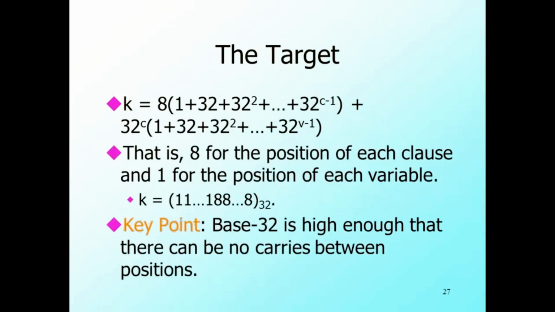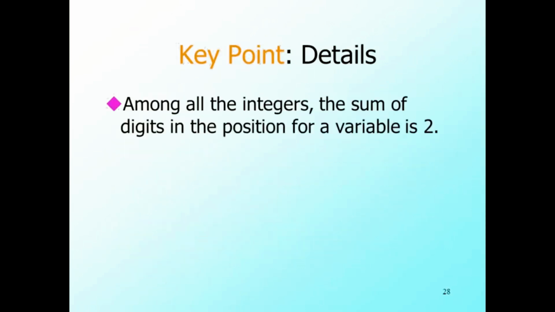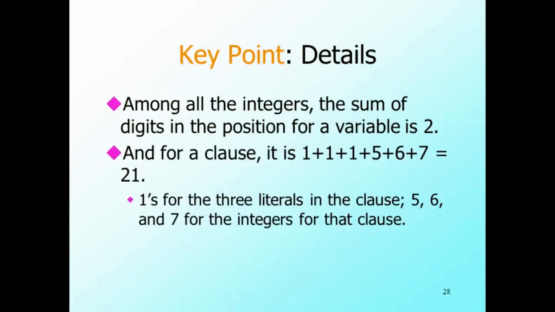We claim that when we add a subset of the 2v plus 3c integers, there cannot be any carries from one place to the next higher place. We'll see why on the next slide. In the high order positions, only two integers have a 1 in any position, so there can be no carries there. For the low order positions corresponding to the clauses, each position has integers with 5, 6, and 7 there. Even if all three are in the selected set, that's only 18, not enough.